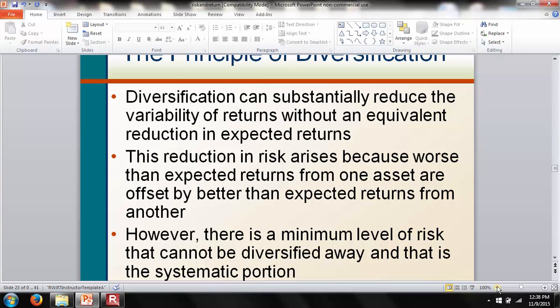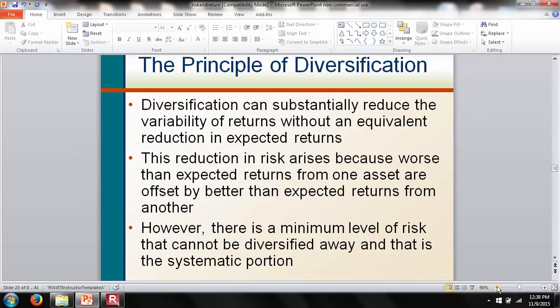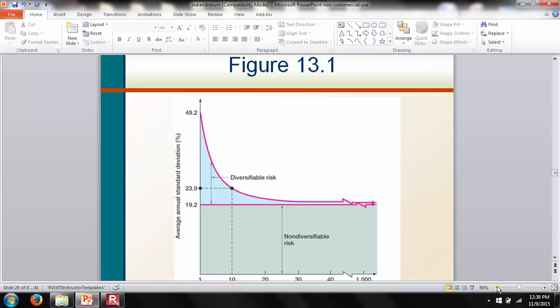Okay? So here what we are saying is that diversification can substantially reduce the variability of returns without an equivalent reduction in expected returns. This reduction in risk arises because worse than expected returns from one asset are offset by better than expected returns from another. So that is the reason why you should be diversifying. And if you look at this graph in figure 13.1, it tells you what happens when you add stocks. So when you have around 30 stocks, you will have a pretty diversified portfolio. And the risk you are taking, that is the systematic risk, the non-diversifiable risk, or the market risk.